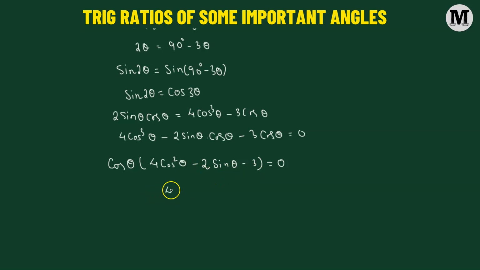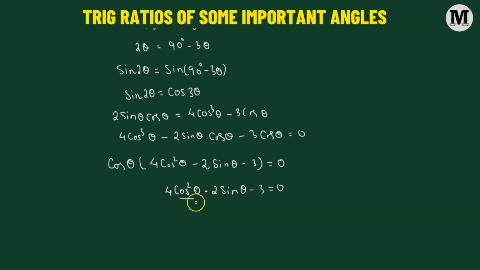We'll be using only 4 cosine squared theta minus 2 times sine theta minus 3 equals to 0. Now we'll not be using the other equation, cosine of theta equals to 0. The reasoning behind this is if we take cosine of theta equals to 0, that means theta is 90 degree. And we have already chosen theta to be 18 degree and not 90 degree. So the only possibility is that 4 times cosine squared theta minus 2 sine theta minus 3 equals to 0. This part of the equation.